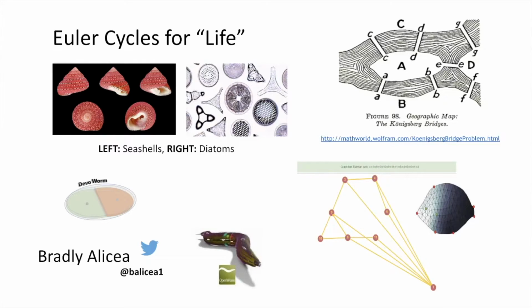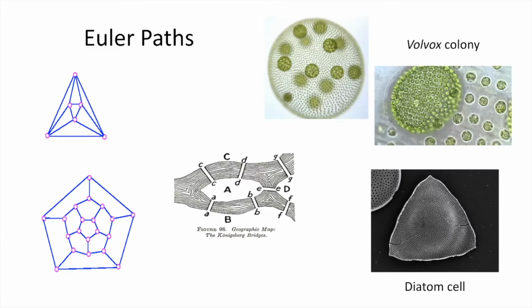Today I'm going to be talking about Euler cycles for life. This talk is going to focus on Euler paths, which are ways to evaluate a network by looking at the edges instead of the nodes. Euler paths come from the idea of the seven bridges of Königsberg, which is shown there. And you can apply this method to a number of different types of single-cell and multicellular organisms.